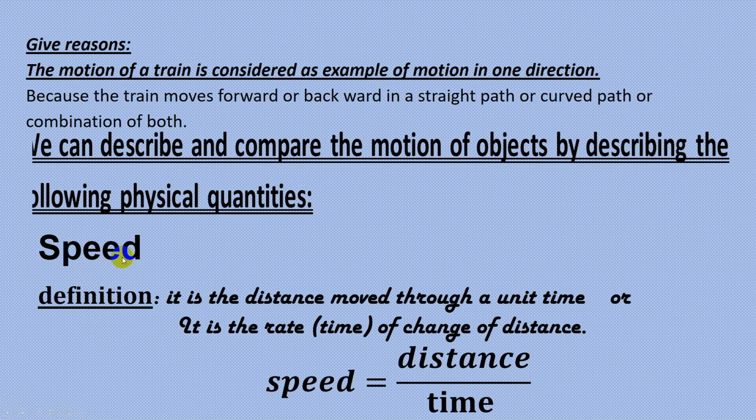Let's talk about this again. What's the meaning of speed? If you have, for example, a car moving from position A to position B, the car covered, for example, 50 kilometers. Another car covered the same distance but in a shorter time. Of course, the one that covered it in a shorter time has faster speed. So the speed, its definition, is the distance moved through a unit of time. The speed depends on the change in distance in a unit of time. So speed equals distance over time.